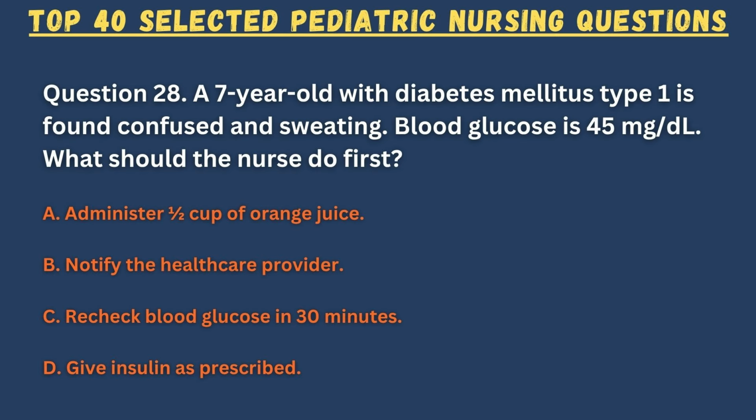Question 28. A 7-year-old with diabetes mellitus type 1 is found confused and sweating. Blood glucose is 45 milligrams per deciliter. What should the nurse do first? A. Administer half a cup of orange juice. B. Notify the healthcare provider. C. Recheck blood glucose in 30 minutes. D. Give insulin as prescribed.